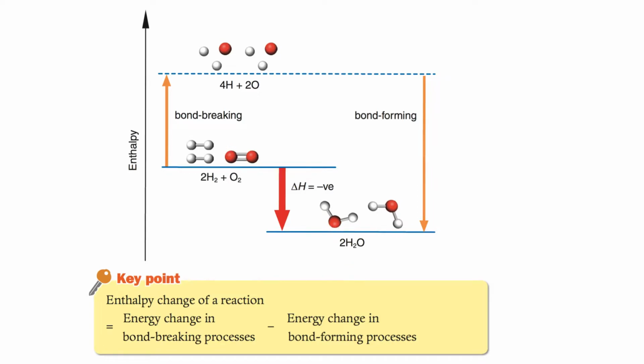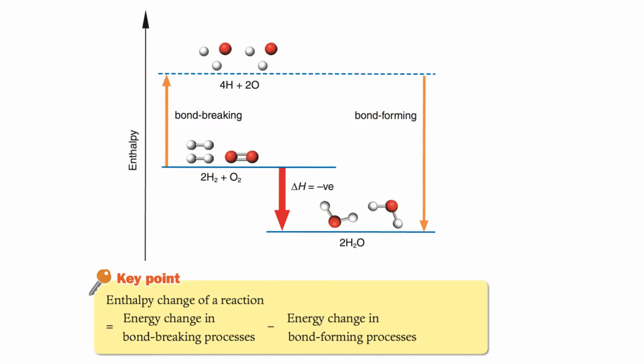For this bond forming, how low you have to go will be relative to the bond breaking. If you release more energy, it will go lower than the original level. But if you release less energy, then it will be higher than the original level. So the ultimate process will be exothermic or endothermic depending on the difference right here. In this case, the energy released in bond forming is more than in bond breaking, so you see the level goes down, lower than the original position.